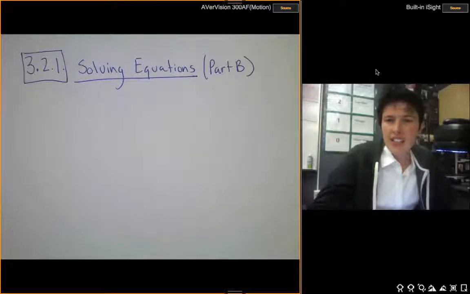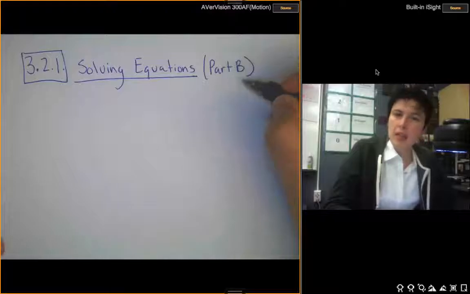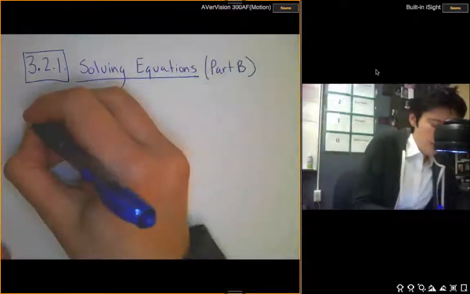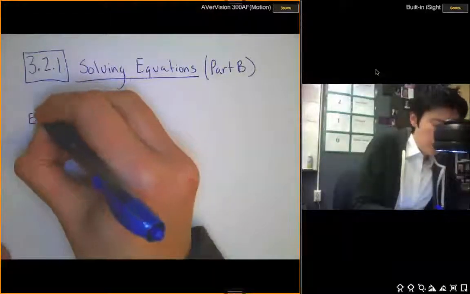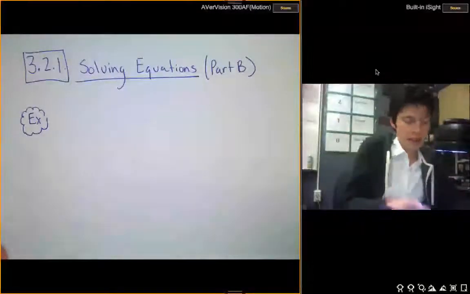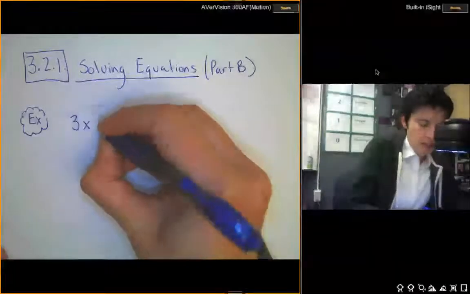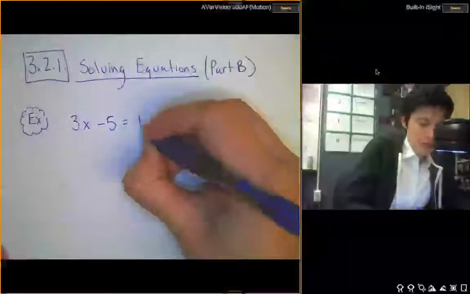Okay, hi guys. Another video here on solving equations. I call this part B. We are just getting into how to solve equations without drawing tiles, but still organizing our work. So I think that's a key thing. So we are working on things like this: 3x minus 5 equals 1.